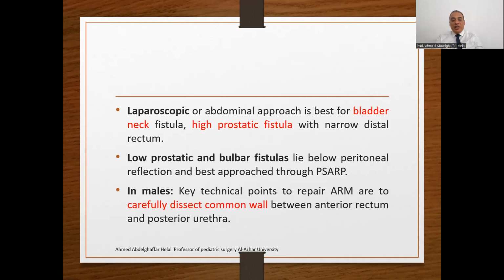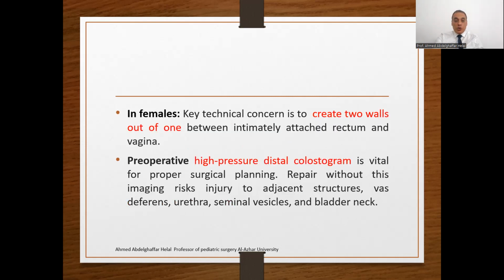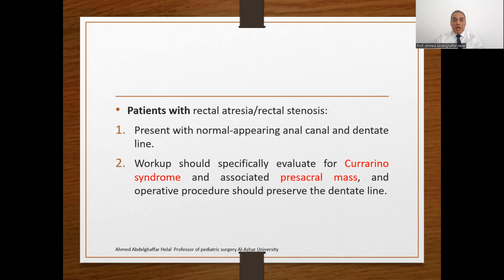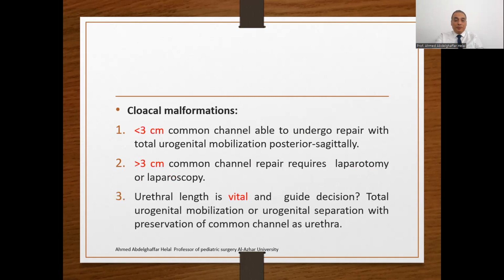In the male, it's very important to carefully dissect the common wall between the anterior rectal wall and the posterior urethra. In the female, it's very important to create two walls out of one between the rectum and the vagina. The preoperative high-pressure distal colostogram is essential for planning the proper surgical plan. In a patient with rectal atresia and stenosis with a normal-appearing anal canal and dentate line, the workup should specifically evaluate for the presence of a presacral mass, which is essential.